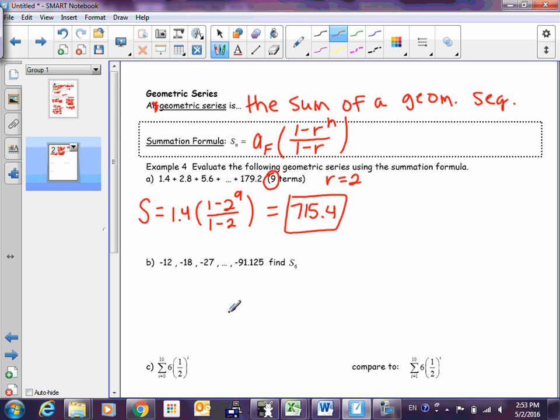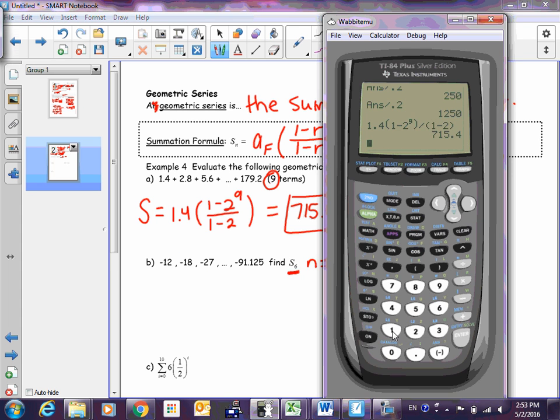Okay, so for part B, again, we're given the first term. They don't say how many terms, but they kind of let us in on a secret here with the 6. They tell us that there are 6 terms with the S sub 6. We still need to figure out r. So if it's not obvious to you what r should be, you need to use your calculator.